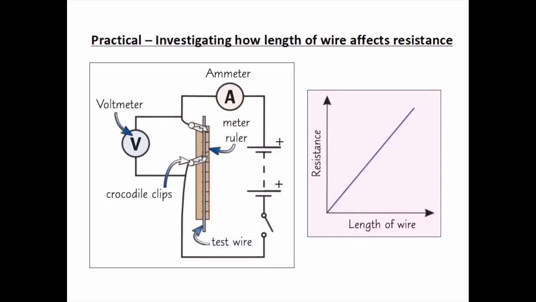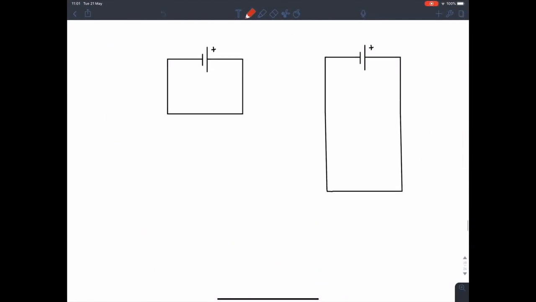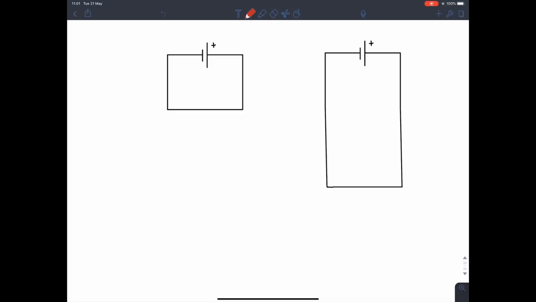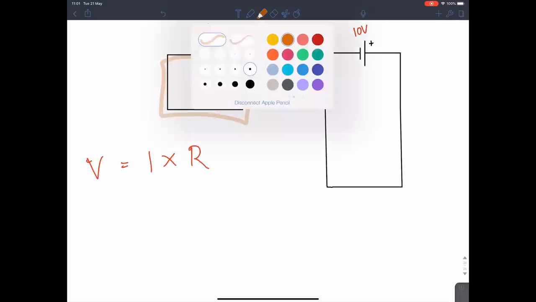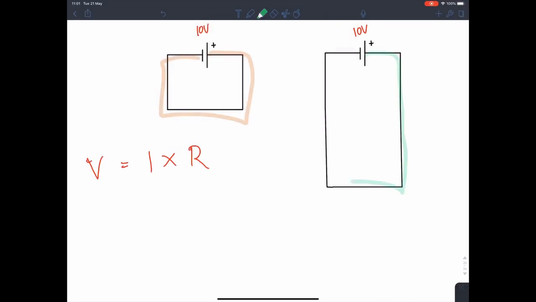Now, what we're going to do is the first practical, which is investigating how a length of wire can affect resistance. So imagine this. Let's say we have two circuits. Now, let's say they both have the same voltage supply, so 10 volts. And there's a formula that goes like this. V equals IR. So voltage equals current times resistance. We're going to talk about all the formulas afterwards, but for now, if I was to ask you, do you think that in the first circuit there's more resistance, or do you think there's more resistance in the second circuit?